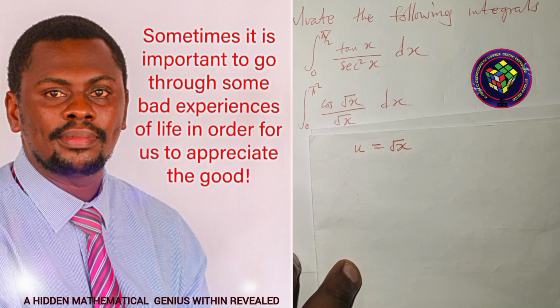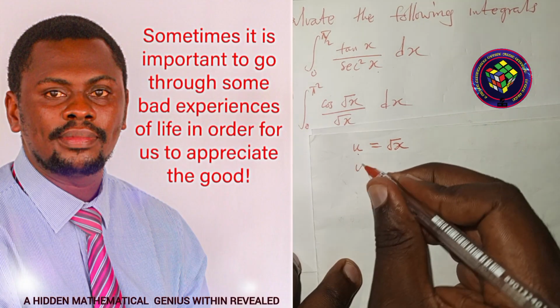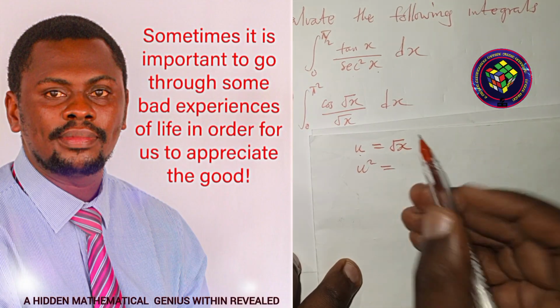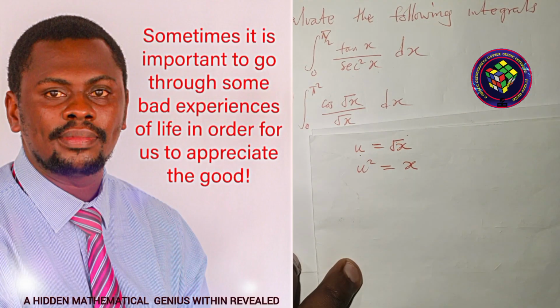What we can do here is try to get rid of the square root. We know that the reciprocal of square root is squaring. So we can square both sides of the equation. We are going to have u squared is equal to x, since the square and square root cancel out.